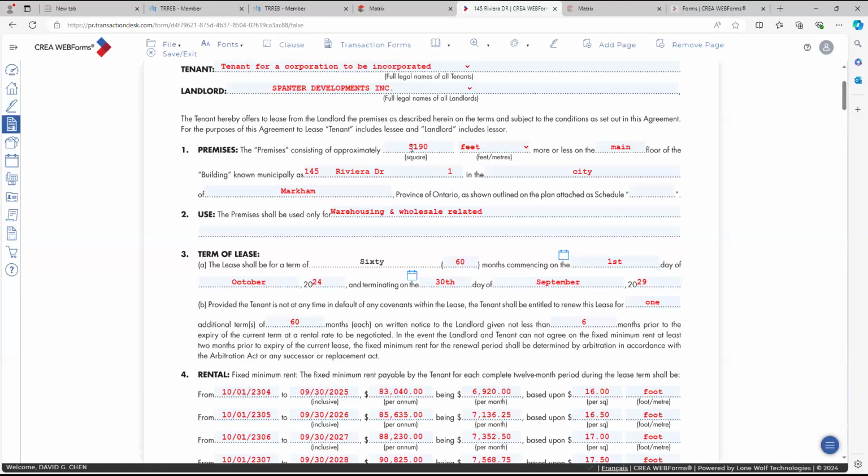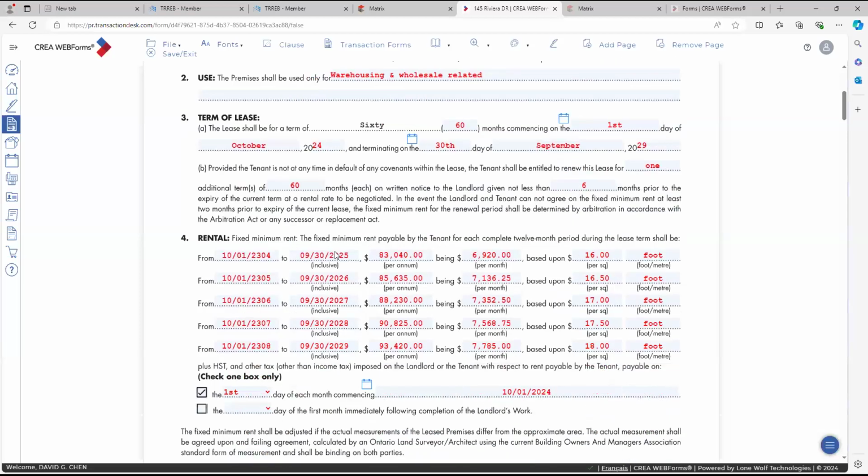And the rest will be square footage. You have to make sure what's the size, okay? And the address. The important thing is the use. Look here, I put that because the people want to use it as warehousing and wholesale related. Wholesale means that when you do wholesale, sometimes you have to get a showroom in front or some other office in front. That's why I say wholesale related.